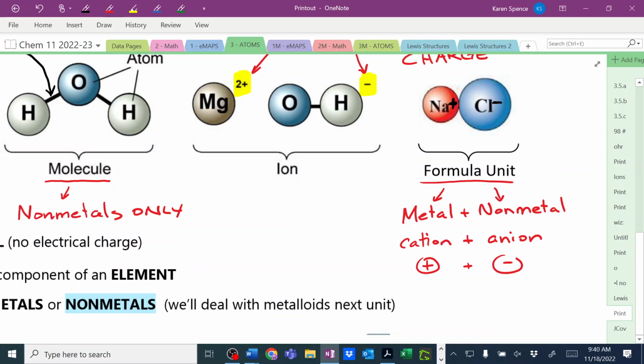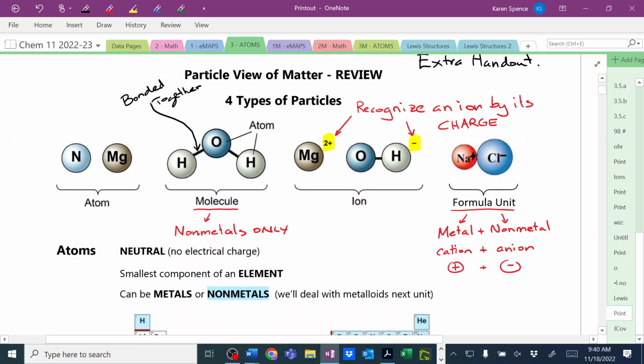So out of these 4 particles, who are the only ones that actually have a net charge? I'm going to wait till you guys are finished writing before I ask that. So I'll give you a minute to do that. And I'll ask again.